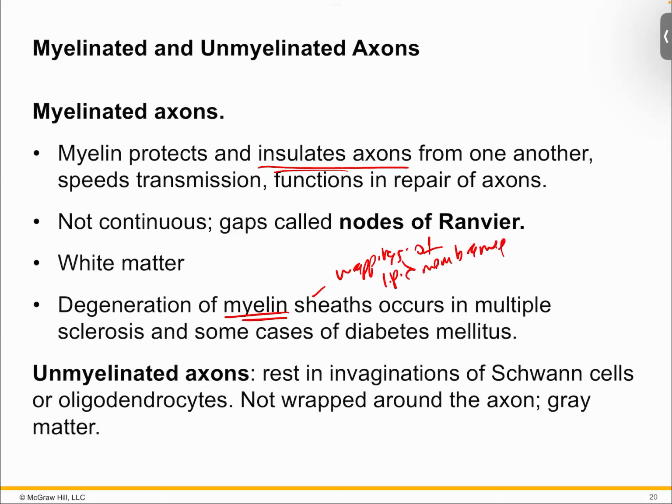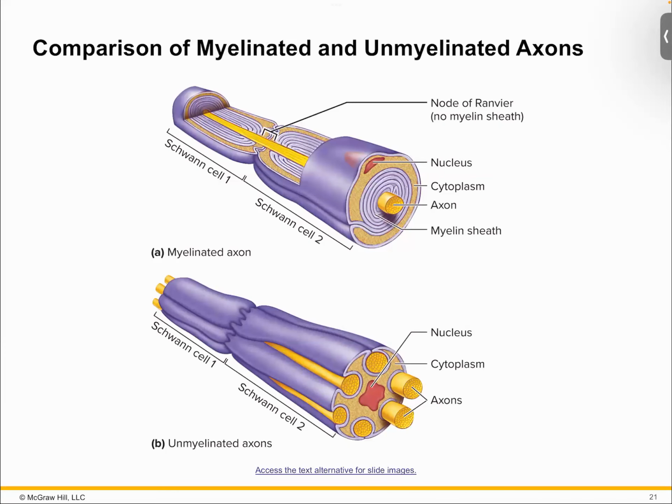Now, obviously, there are gaps in between coverings or sheathing, and those gaps are what's referred to as the nodes of Ranvier. And then, of course, these form the basis of white matter, just like we saw on the last one. So now, unmyelinated axons typically will not be wrapped around the axon. And so, along with the cell bodies, you will oftentimes find unmyelinated axons in the gray matter as well, right? So you don't have a congestion of this wrapping, this myelin sheathing. And so this is part of your gray matter. It's kind of what it looks like.